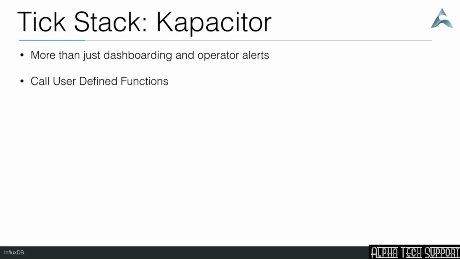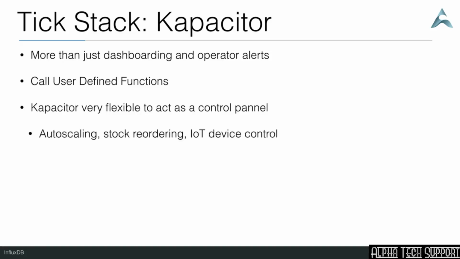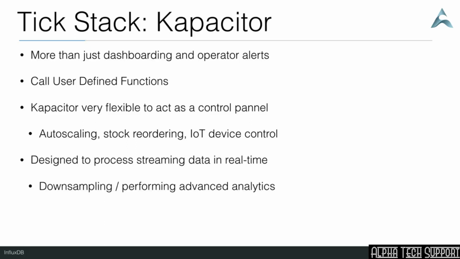Alerts are published to a topic, and handlers subscribe to a topic. This pub/sub model and the ability for these to call user-defined functions make Kapacitor very flexible to act as the control plane in your environment. It can perform tasks like autoscaling, stock reordering, and Internet of Things device control. Kapacitor is designed to process streaming data in real time. It can be deployed across the infrastructure as both a pre-processor, downsampling and performing advanced analytics before shipping the data to InfluxDB, and a post-processor, allowing all the higher precision data to be stored in Hadoop, for example, for further analysis.